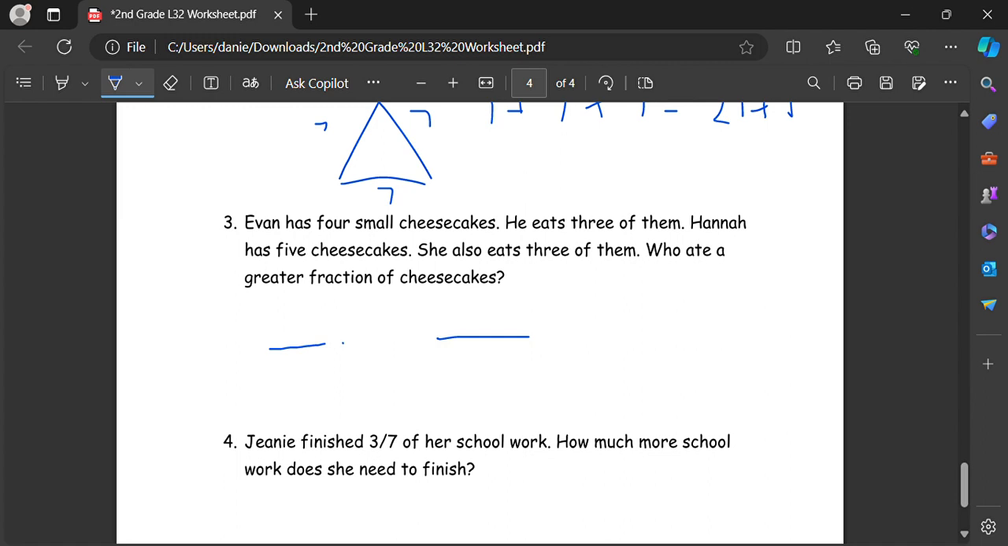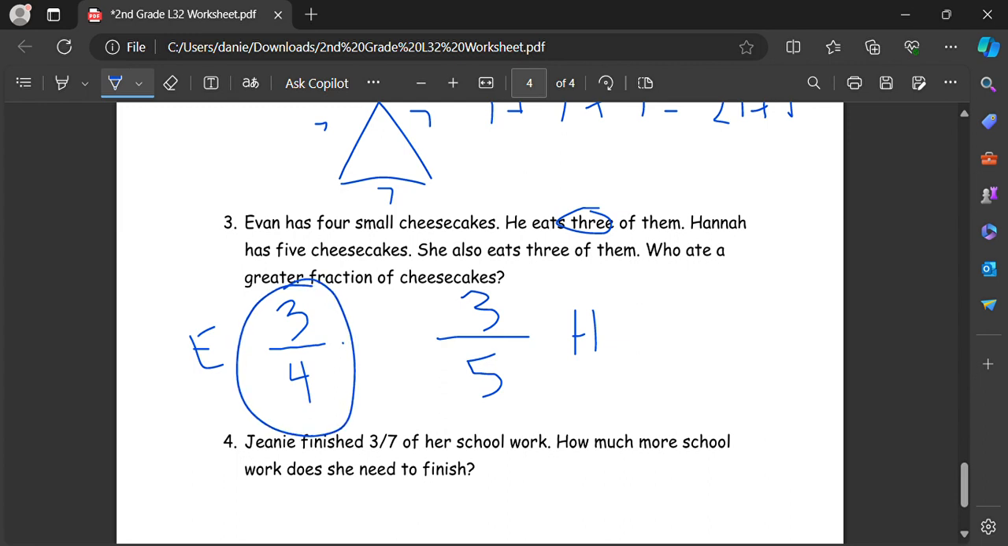So Evan has 4 small cheesecakes, so E for Evan and H for Hannah. So 4 small cheesecakes. He eats 3 of them, so we have 3. Hannah has 5 cheesecakes, so 5 goes on the bottom, and she eats 3 of them. Who ate the greater fraction of cheesecakes? So for this one, the answer would be Evan ate more cheesecakes because 3 over 4 is greater than 3 over 5.